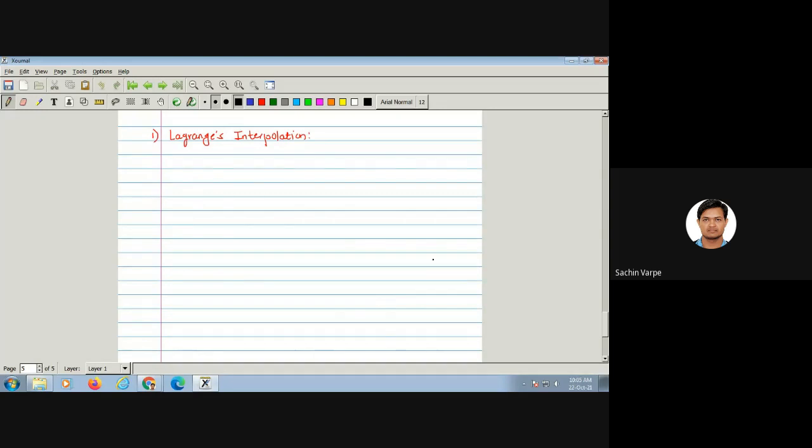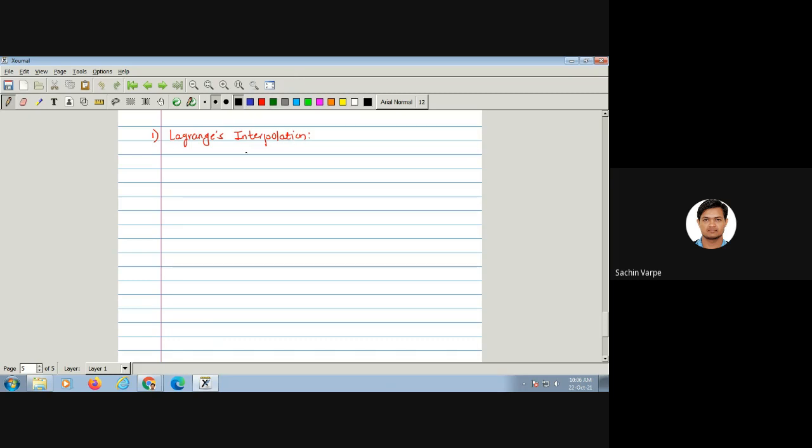Right. So let us start with the Lagrange's interpolation now. In polynomial approximation, we have discussed the two forms, that is, interpolation and extrapolation. So if we are finding the value in between the two observations, then that is called an interpolation. And if we are finding the value out of the observations, out of the box, then that is called an extrapolation.